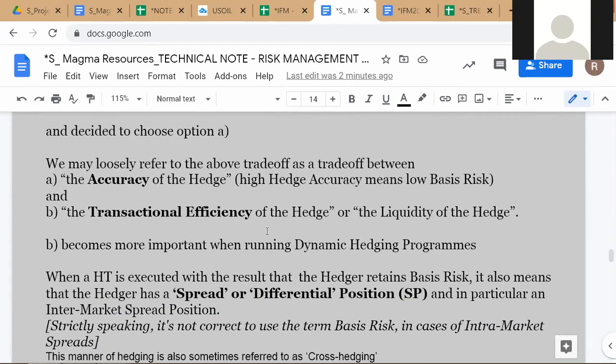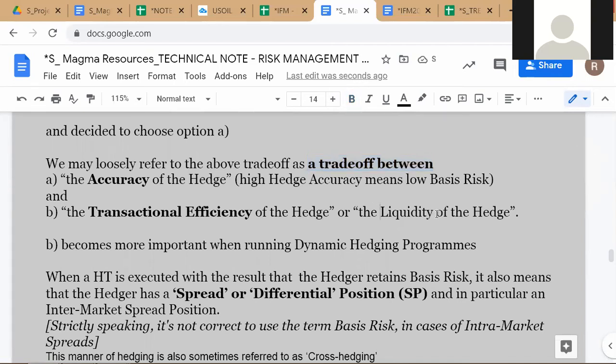Basically what we say, in a stylized finance insight kind of sense, is there's a trade-off between the accuracy of the hedge, or you can sometimes call it the effectiveness of the hedge, where high hedge accuracy means low basis risk. So you're trading off the accuracy of the hedge versus the transactional efficiency of the hedge, or the liquidity of the hedge.